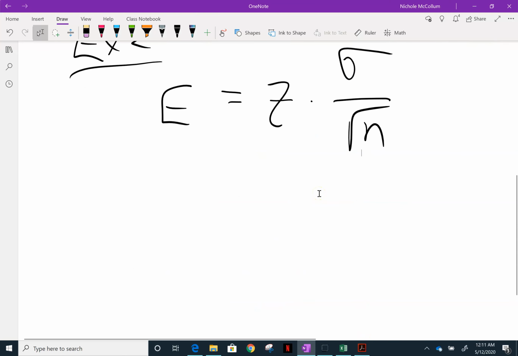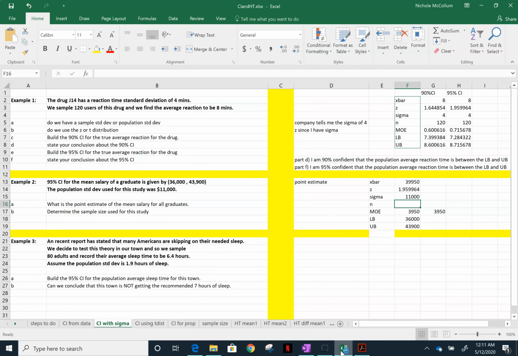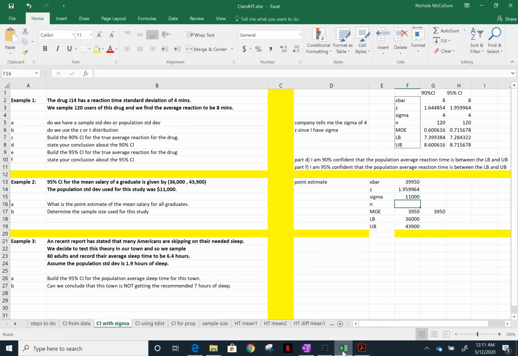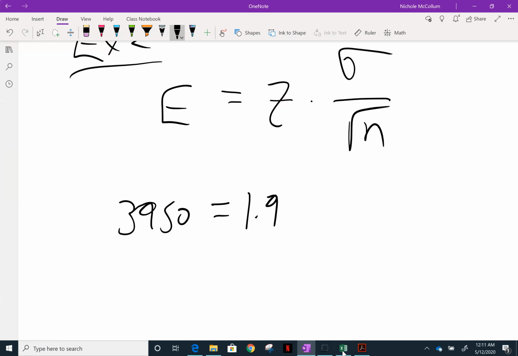But I know a few of these pieces in this example. I know the error, 3950. I know the z, 1.96. I know the sigma, 11,000. I do not know radical n. So now this is an algebra game. I like to pause right now, and I want you to see if you could do the algebra needed to solve this problem.